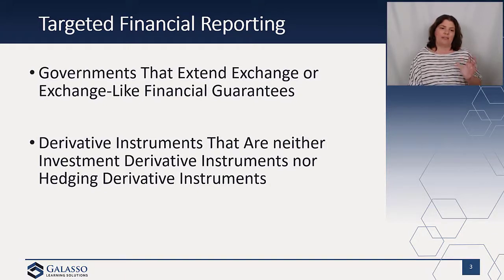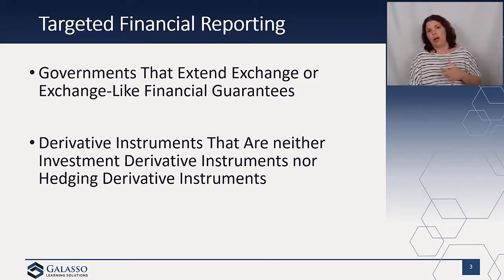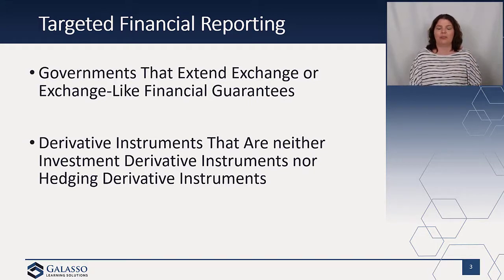The second one is related to derivative instruments. If you look at Statement 53, it requires that a derivative instrument within scope is either an investment derivative instrument or a hedging derivative instrument. But stakeholders have provided feedback that's not necessarily the case. There are examples where you're in the scope, but they don't qualify for either. So again, they're going to identify the scope as well as the accounting there.